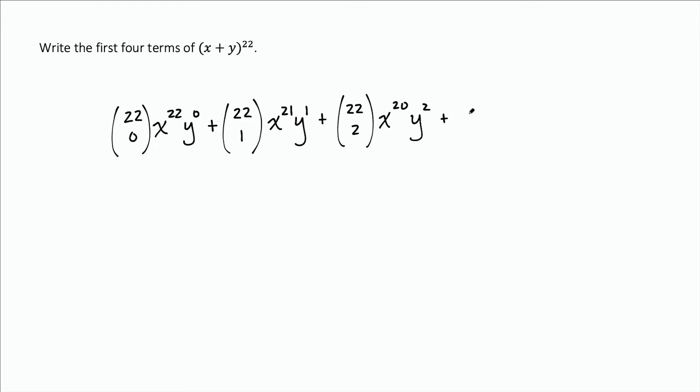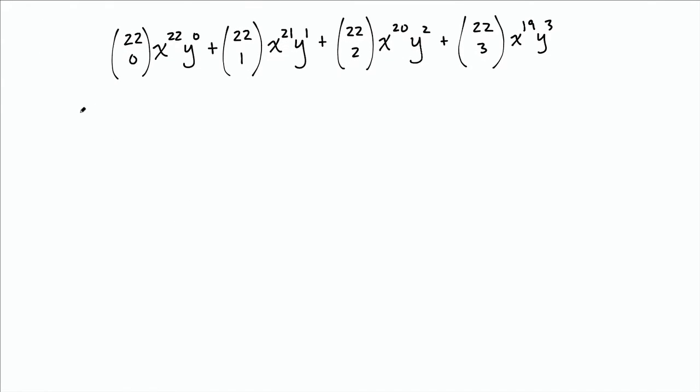And my next term, 22 choose 3, x to the 19, y to the 3. And this is now 4 terms. So that's all I'm going to need because I want the first 4 terms of this expansion. And now I just need to get these different coefficients. So I just have these 4 different computations to do.